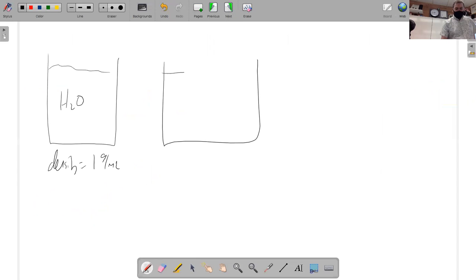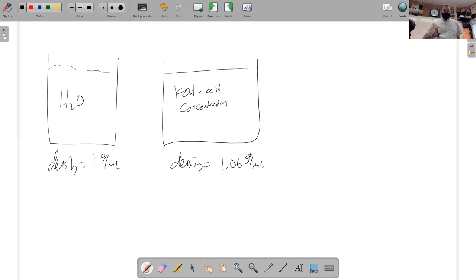That concentrated Kool-Aid you have, its density is 1.06 grams per milliliter. So if you know the mass of this Kool-Aid that's concentrated, you can use the density to figure out the volume.